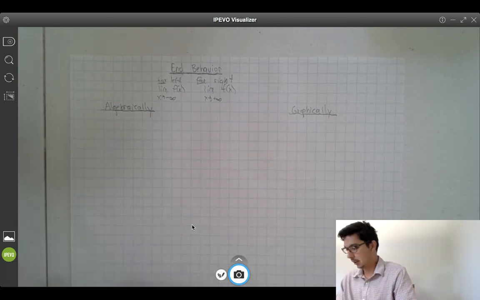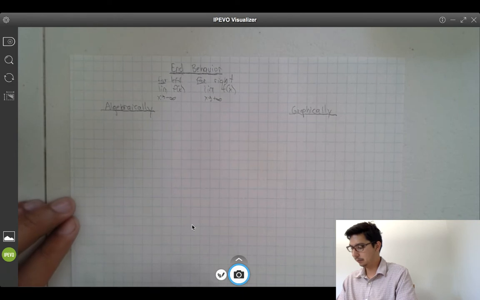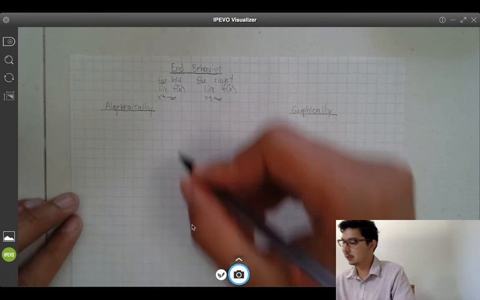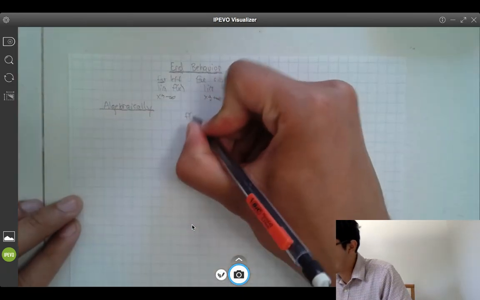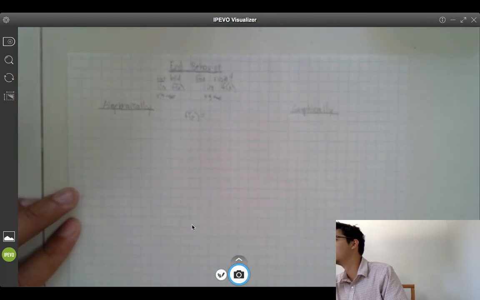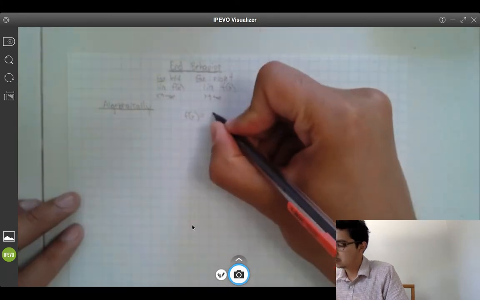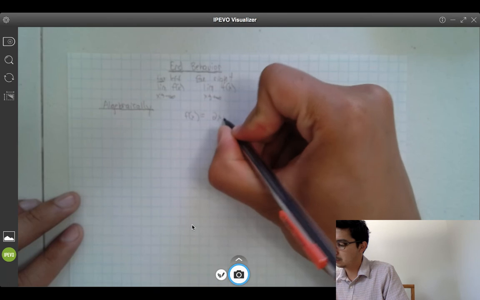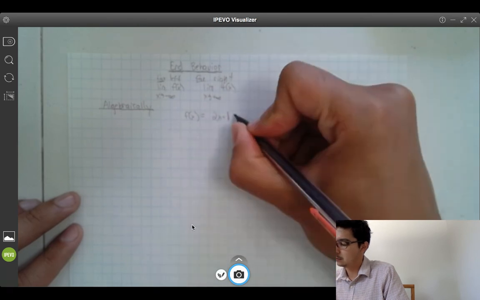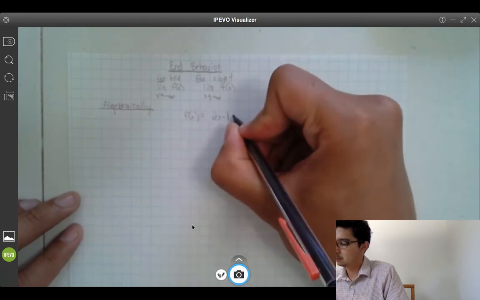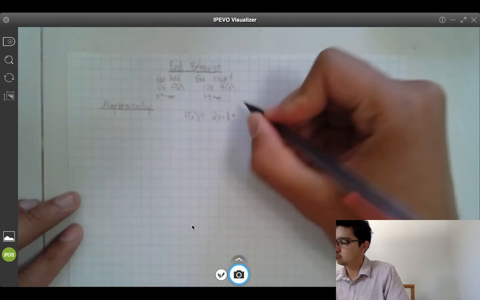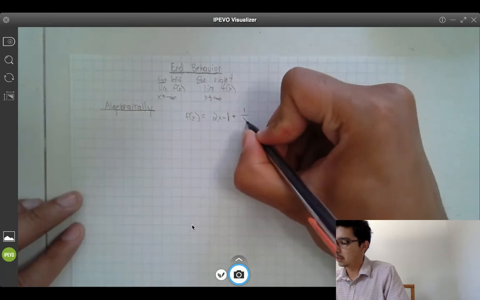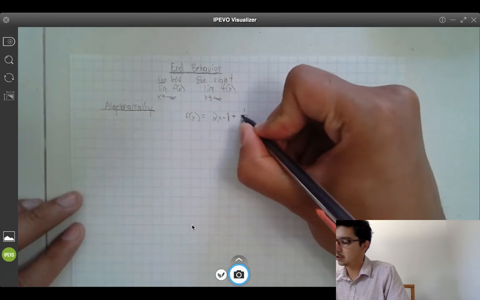So we're going to look at an example here so I can show you how this looks. Let's look at f of x equals 2x plus 1 plus 1 over x. A very odd function.